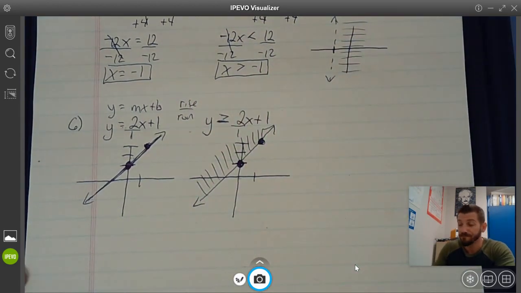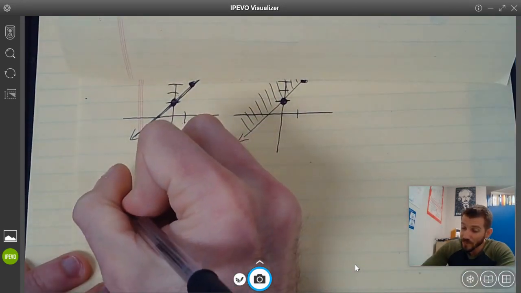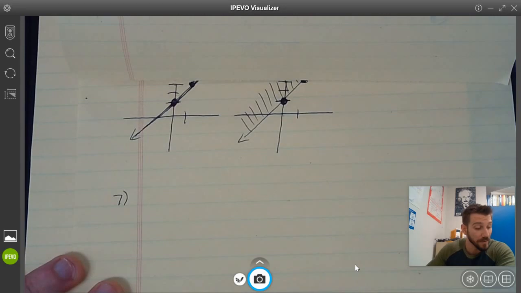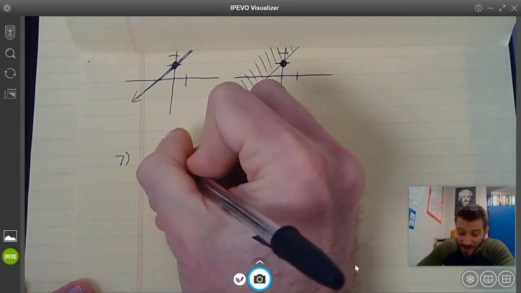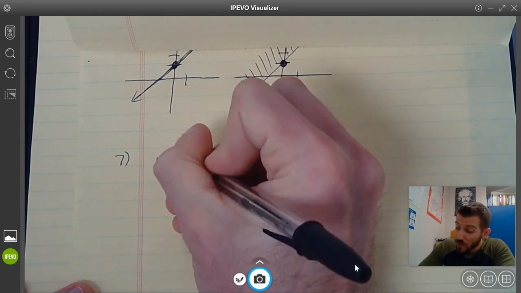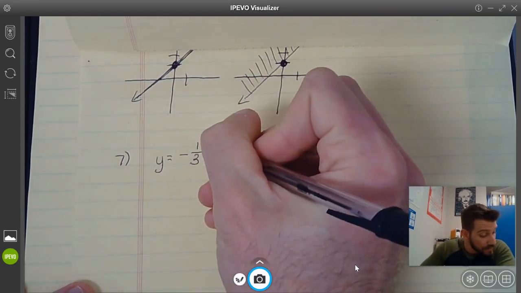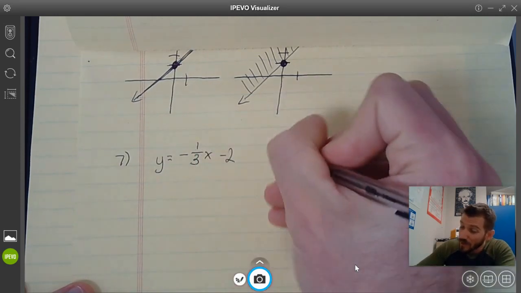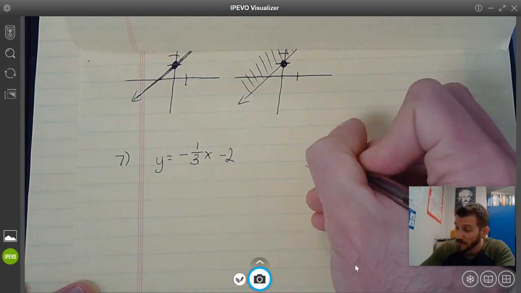That is the difference. Okay, so let's try another one. We only have 10 of these, remember, so we're getting there. And I tried to make sure I'd put enough examples to where you would understand every one of them. So y equals -1/3 x minus 2.